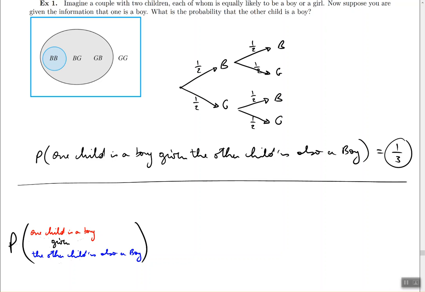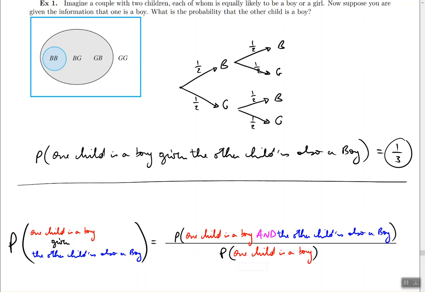According to the formula, this is equal to the probability of one child is a boy and the other child is also a boy, divided by the probability of one child is a boy. So basically, these events in front will always match. This one on the numerator matches with this one on the denominator. Those are the same event.